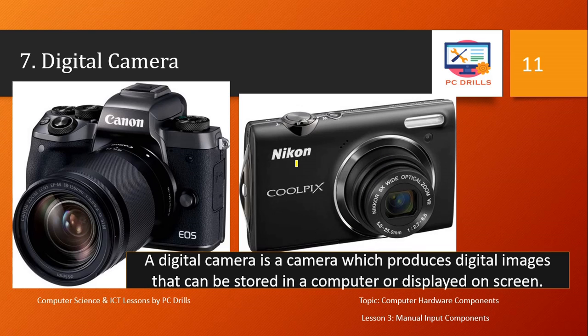Next, we have a digital camera. Remember, we are under manual input components, so all of these require a user to manually operate them. Here we have a digital camera, which produces digital images that can be stored in a computer or displayed on the screen. A digital camera is simply to help you produce images that can be stored in a computer or displayed on a screen, as simple as that.